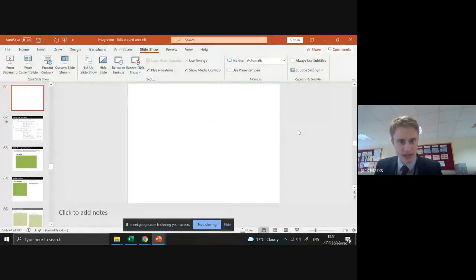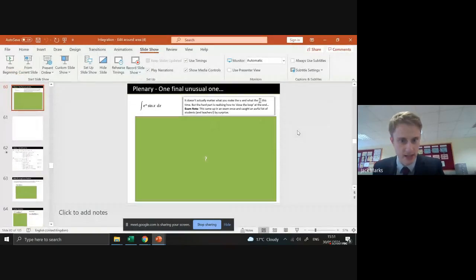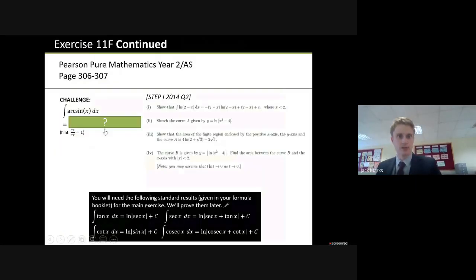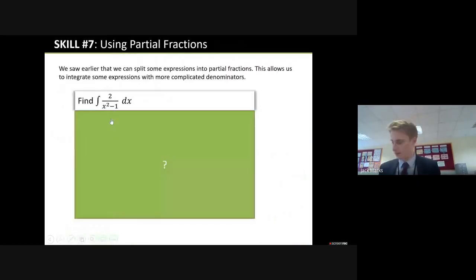Okay, so in the previous lesson, we looked at integration by parts, and we finished off with some unusual cases like natural log of x. So partial fractions then. The next thing we can do is connect our work from quite a while ago on partial fractions with integration.